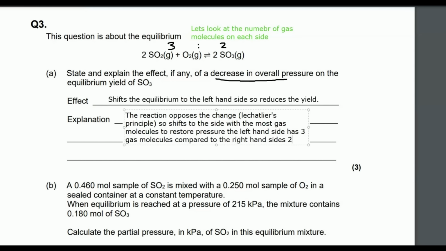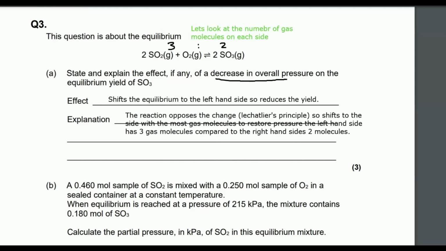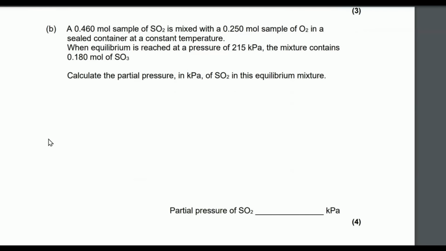So the main key points amongst all this waffle is reduce the yield for the first mark, and then shifts the equilibrium to the left because it has more gas molecules. And that is all you really needed to write. Right, part B, we've got a calculation.